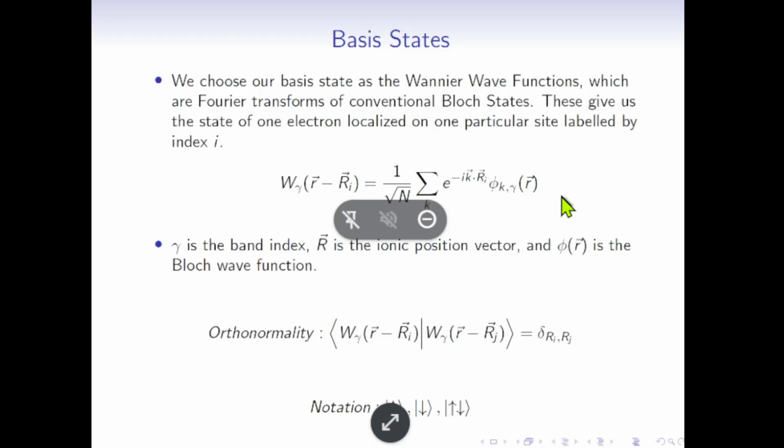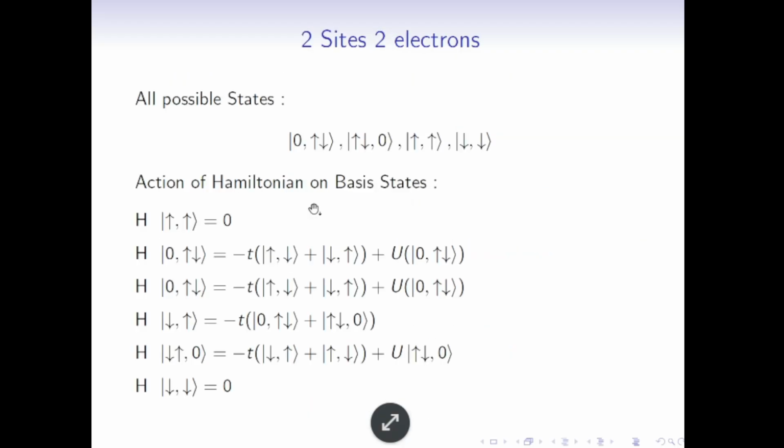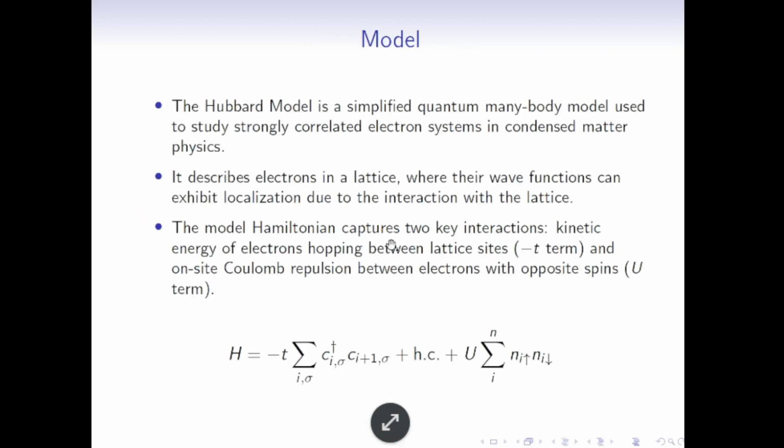Now gamma is the band index, but what we are doing is only taking a single band. So the Hubbard model is only for a single band, so it is tight binding but only a single d band.